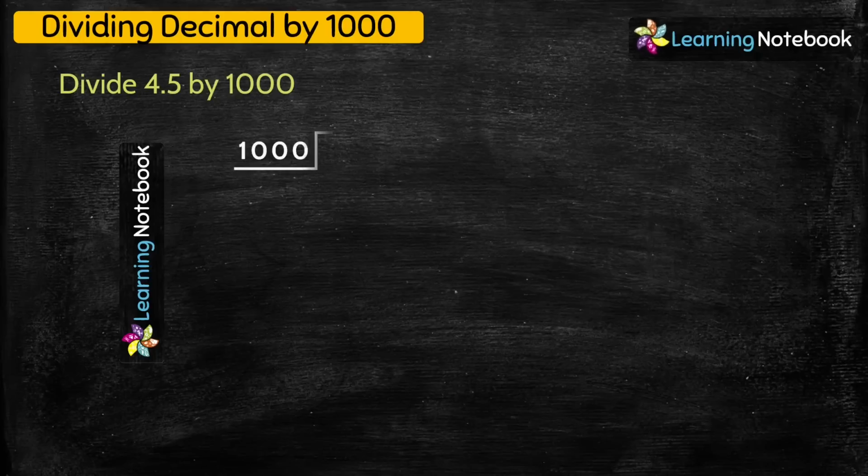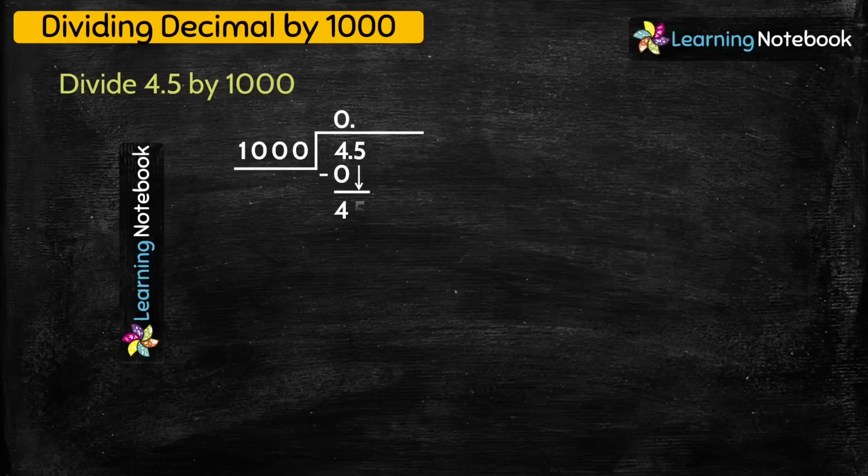So let's first divide the whole number part, which is 4. But 4 is smaller than 1000. So we will do 1000 into 0 equals to 0. And 4 minus 0 equals to 4. Now division of whole number part is complete. So let's put the decimal point in the quotient.